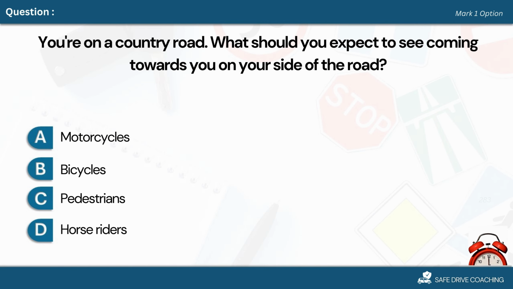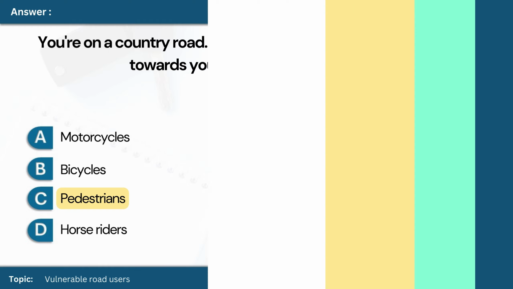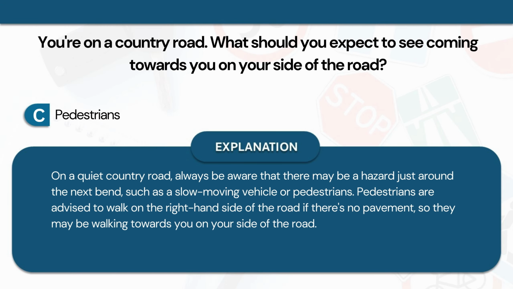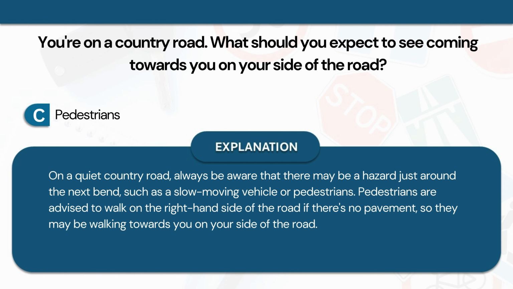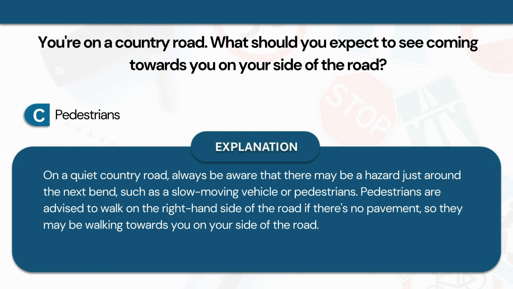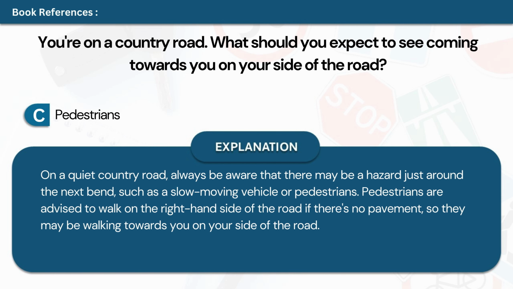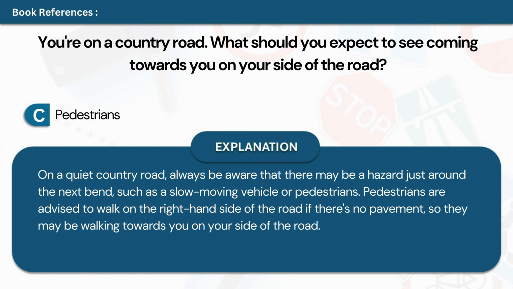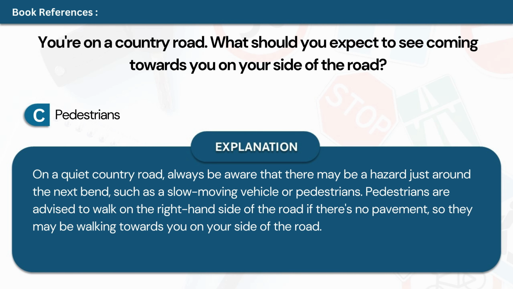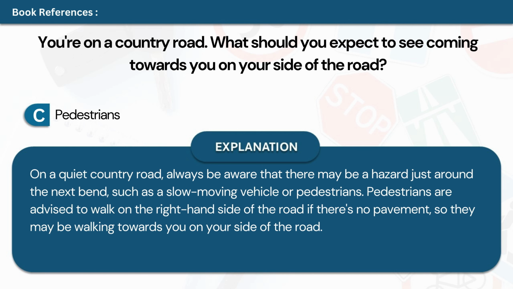The correct answer is C. Pedestrians. On a quiet country road, always be aware that there may be a hazard just around the next bend, such as a slow-moving vehicle or pedestrians. Pedestrians are advised to walk on the right-hand side of the road if there's no pavement, so they may be walking towards you on your side of the road.